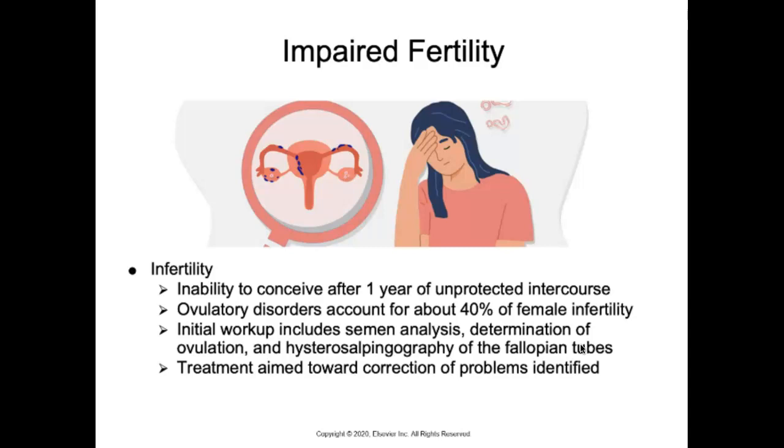So for treatment, we are going to aim toward correcting the problem if we're able to identify it, or maybe the couple decides to go through assisted reproductive technologies, or ARTs.